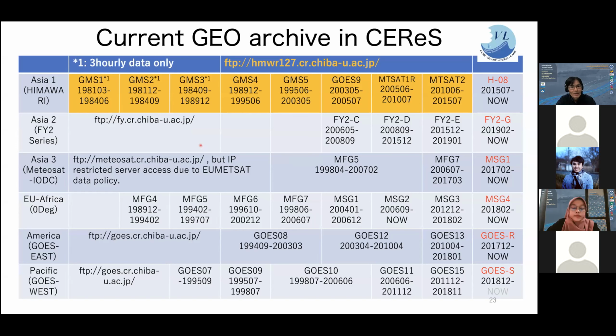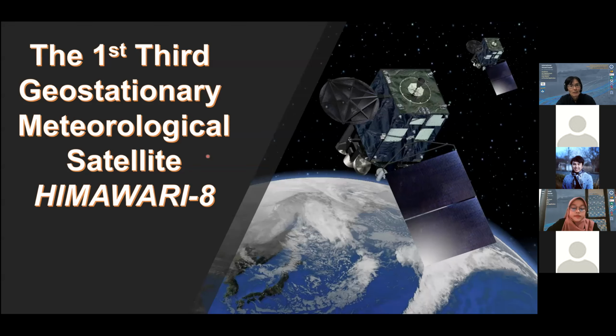So, I want to talk about the third geostationary meteorological satellite, and currently it is Himawari-8. This is the latest version of the geostationary satellite. So I will introduce how it is advantaged.